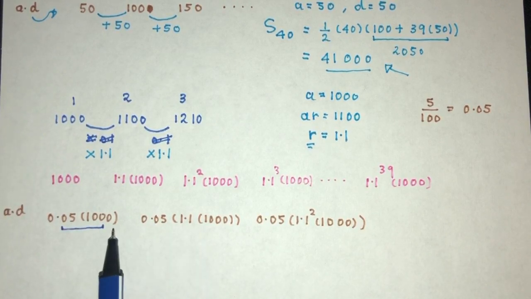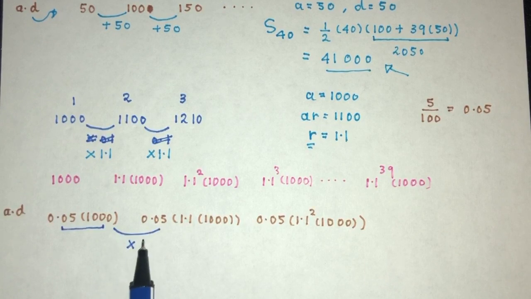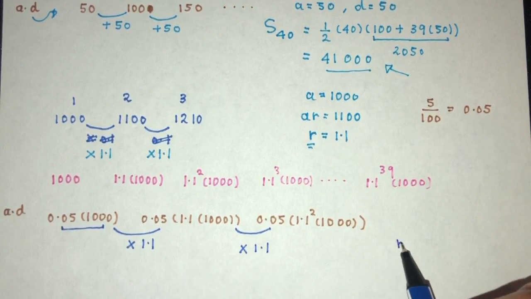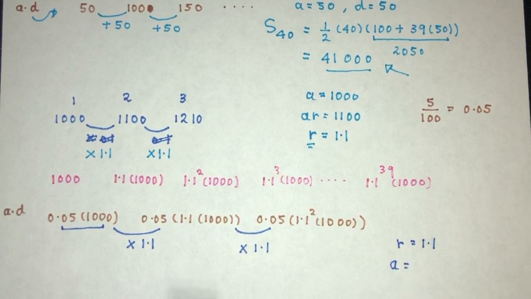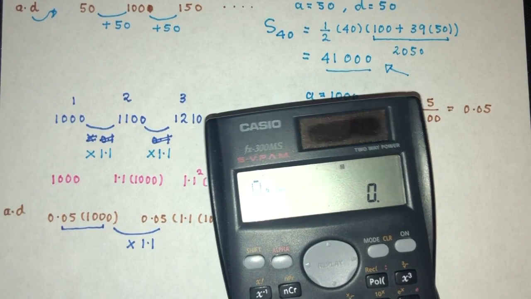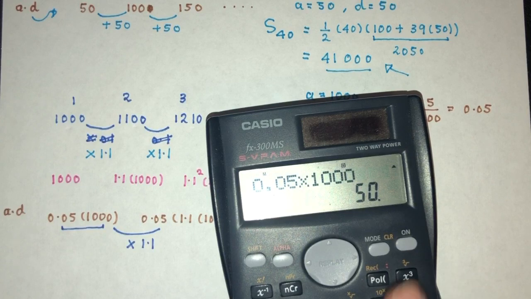To get my second term, I have to multiply by 1.1. To get this, multiply by 1.1. So you can see here, the common ratio is just 1.1, right? And the first term here is what? It is this one. 0.05 times 1,000, that is 50.